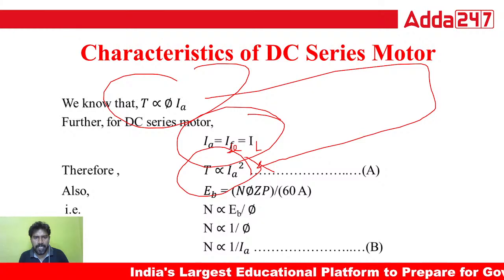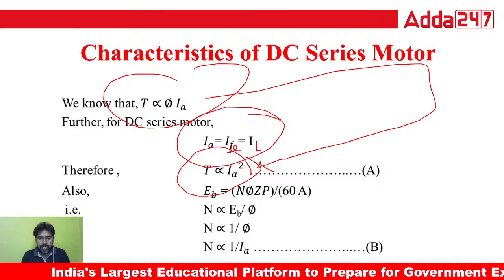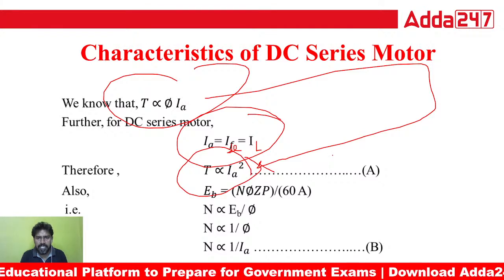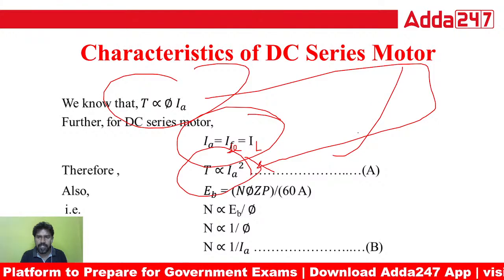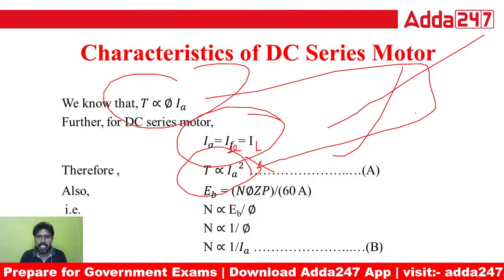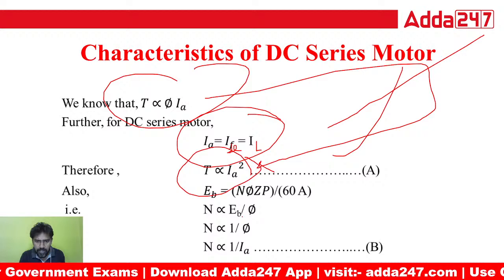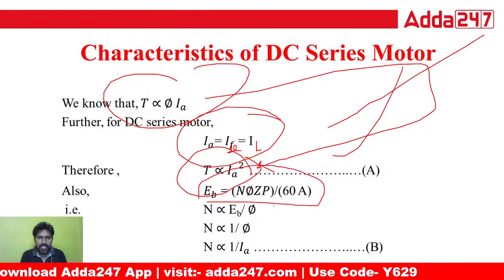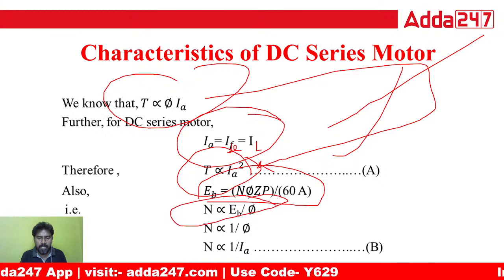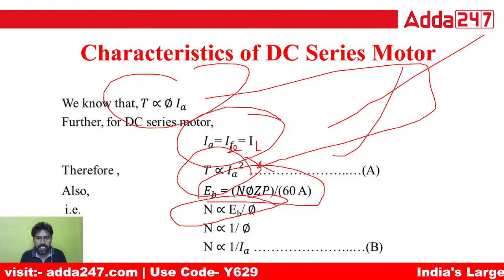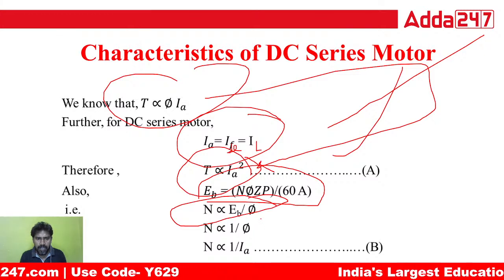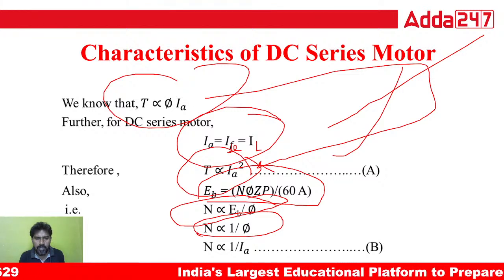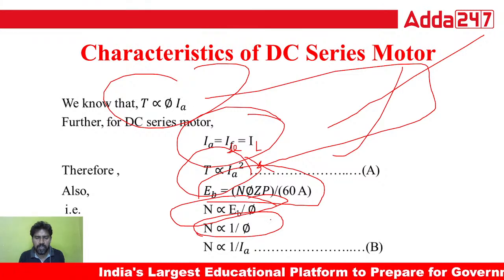So then what will happen? The waveform is not a straight line; you will get a curve like this. If it were directly proportional, you would get a straight line. Now, if you want to draw the speed relation, speed is directly proportional to Eb by phi. So speed is directly proportional to Eb and inversely proportional to flux.